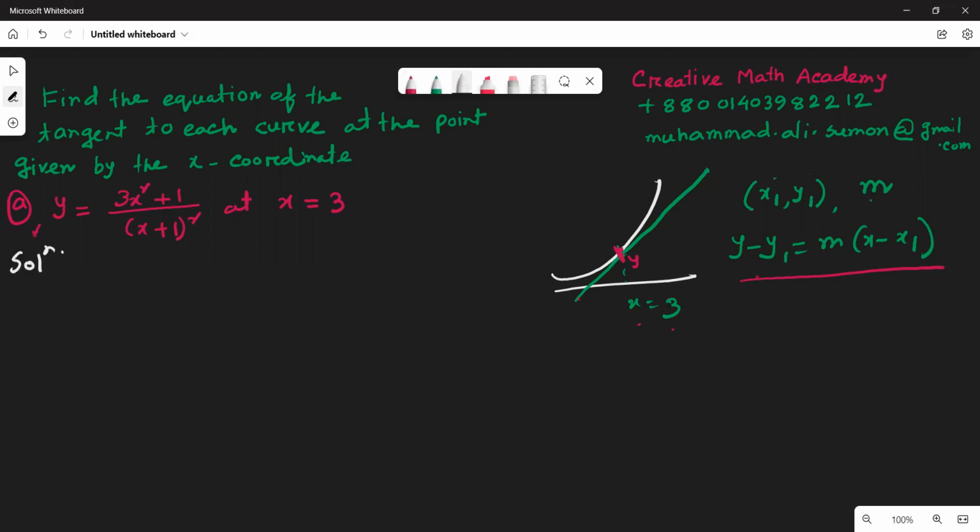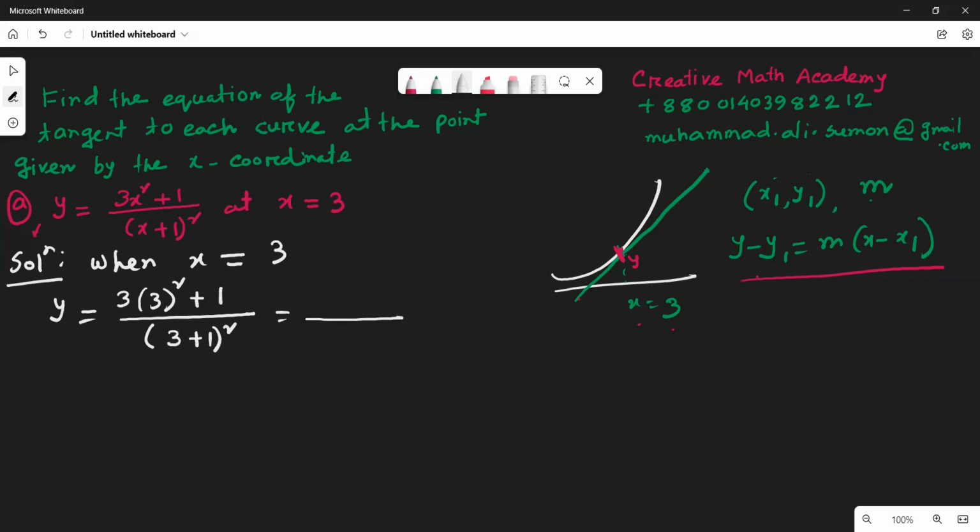Solution. When x equals 3, y equals (3 times 3 squared plus 1) divided by (3 plus 1) squared. So on the upper side we get 3 into 9 plus 1. Below, 3 plus 1 is 4, and 4 squared means 16. So 3 nines are 27 plus 1 is 28 over 16. If we cancel, we get 7 by 4.